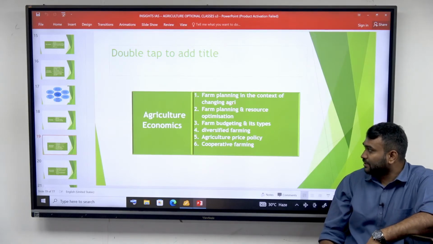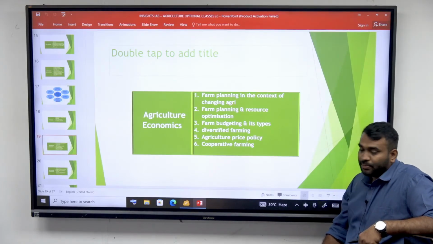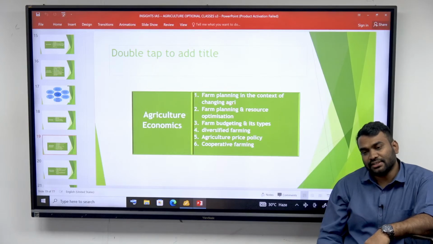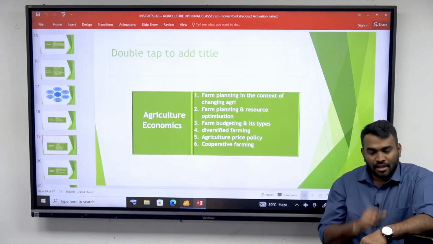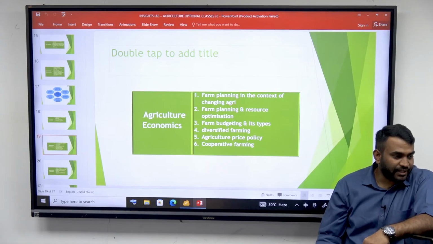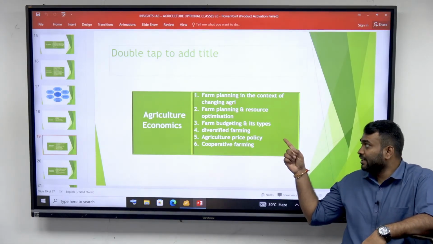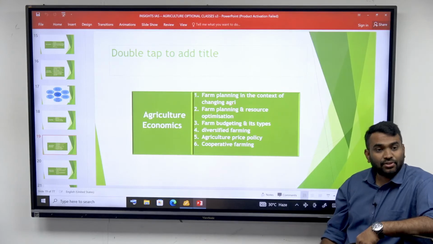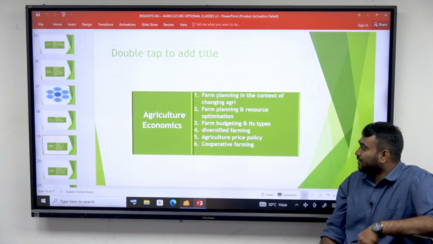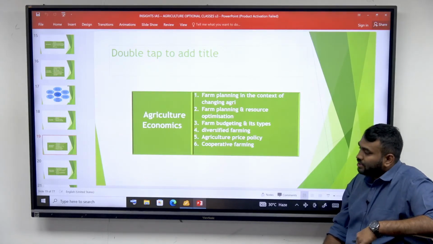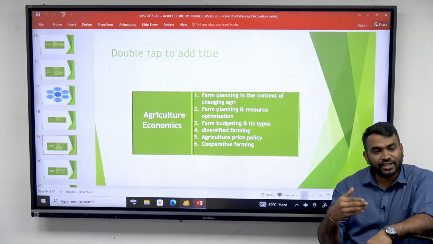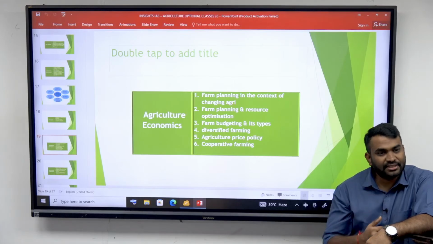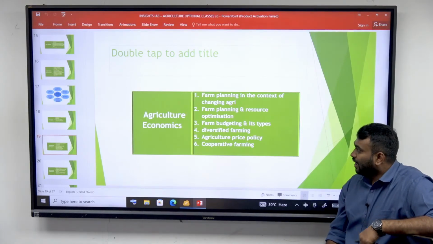Next important aspect: farm planning and resource optimization. In ecology, there is a concept called sustainable natural resource management, and n number of times that question has come. Now they can integrate farm planning with resource optimization, right? Next one is farm budgeting and its types, that is partial budgeting, complete budgeting, the procedure we follow in budgeting, and advantages and disadvantages, right? And diversified farming.